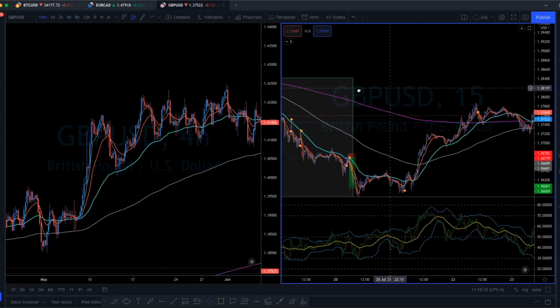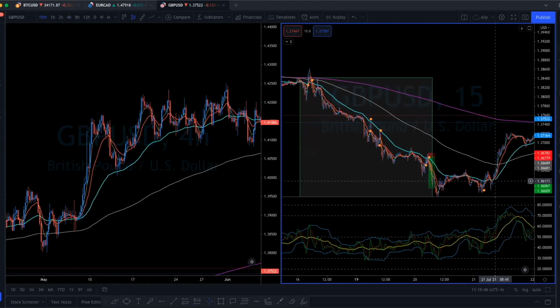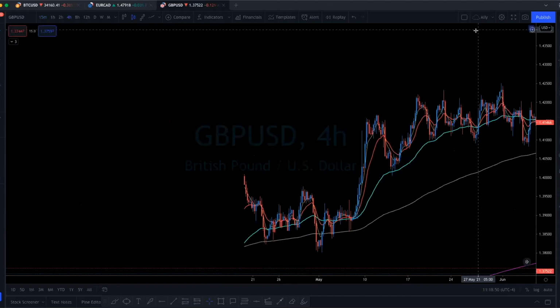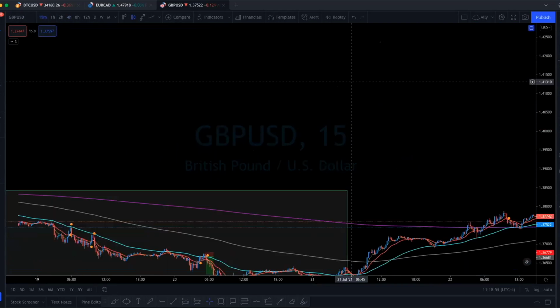Well, the same thing basically is on a 15-minute chart. Whenever you see the 50, 200, 800, all of them, and price action is all below all of them, the directional bias is to sell.